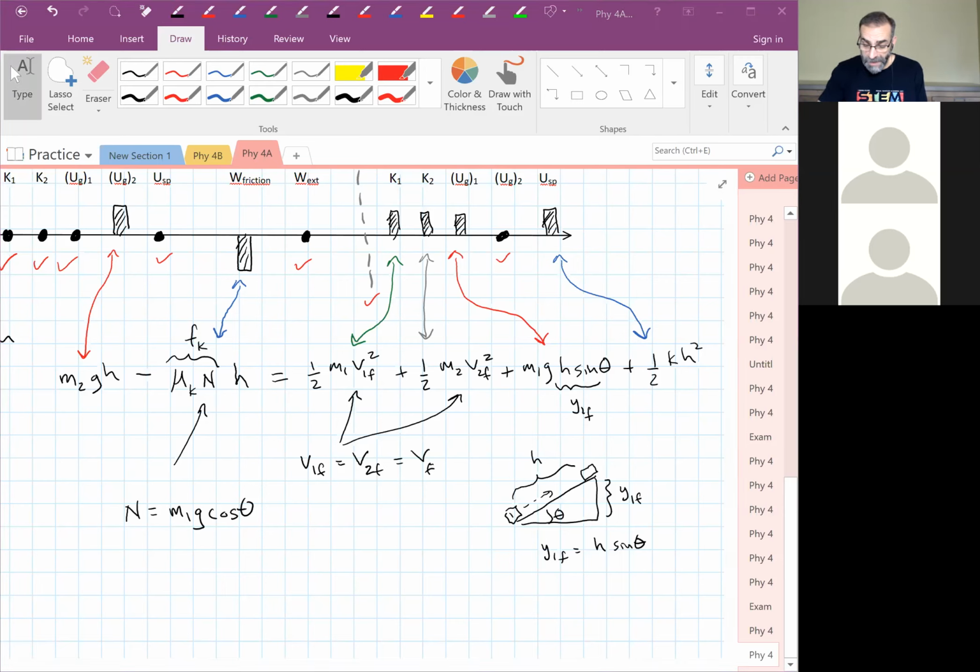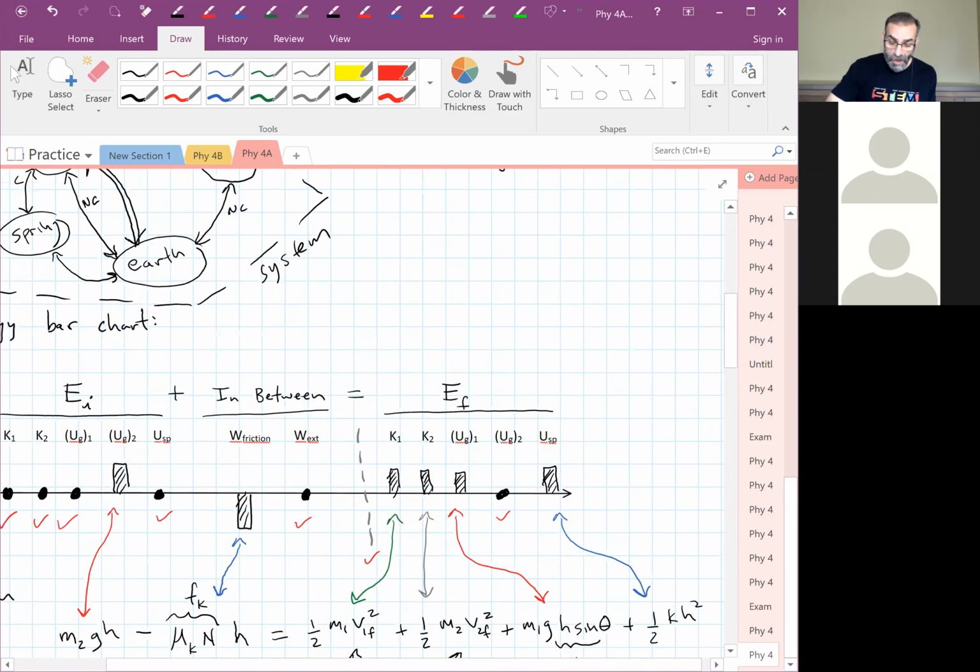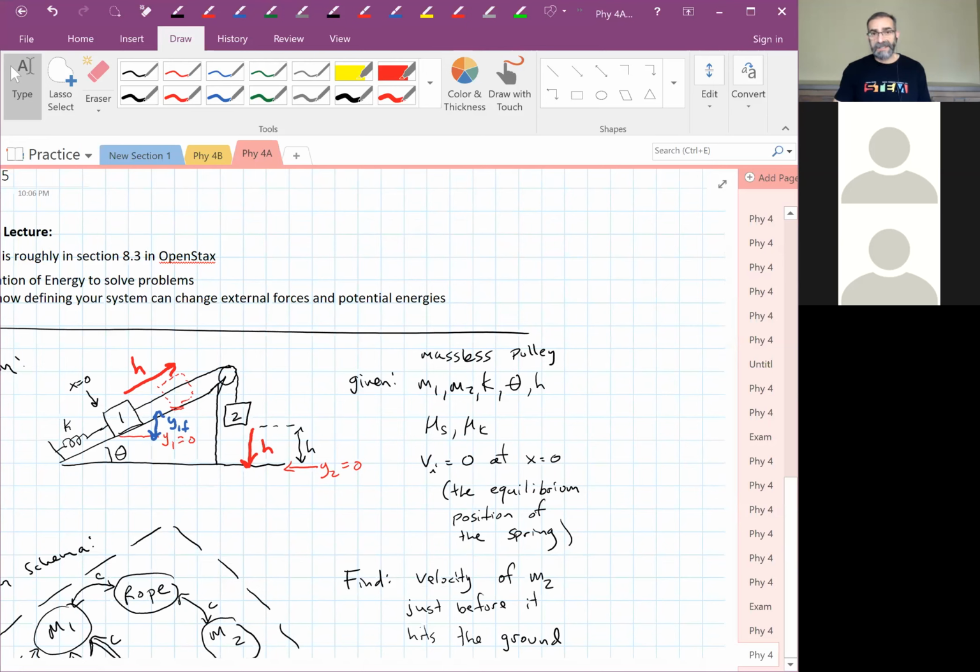Okay, let's see, there was a question. You can call it whatever you want. H, Y, call it whatever you want. I already used an H. See, don't use the same symbol for two different things, right? I already used an H for the height, the starting height of block 2. I should have called that something else. I should have called it D or something, but I called it H.